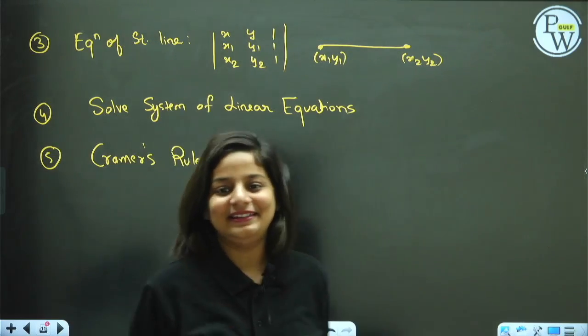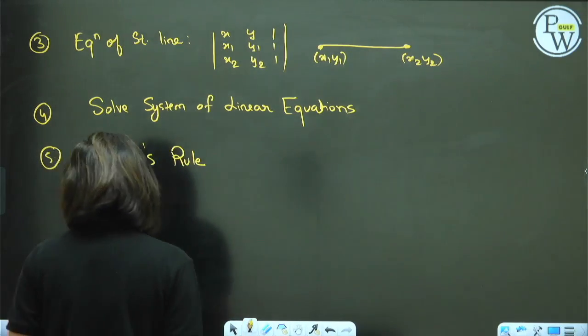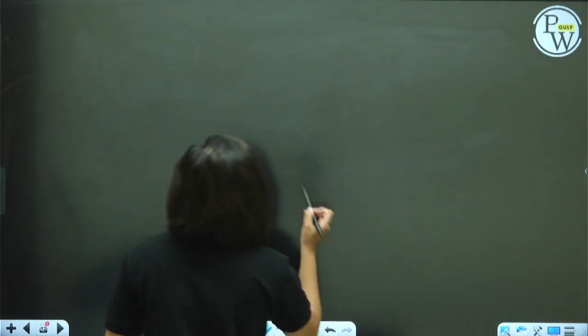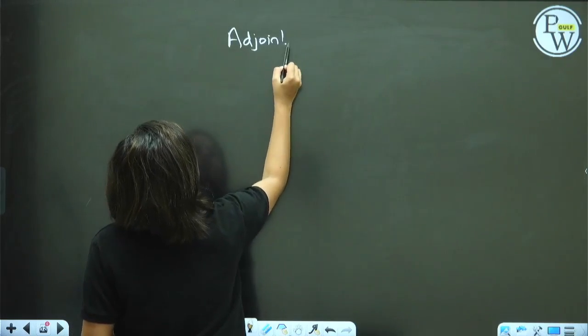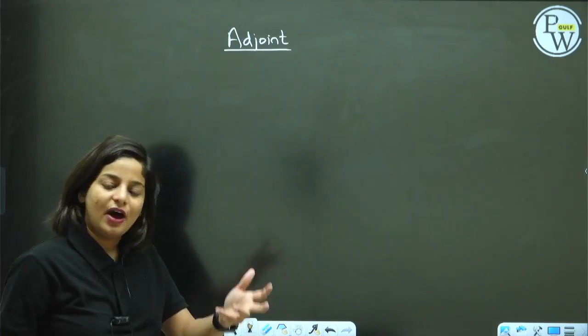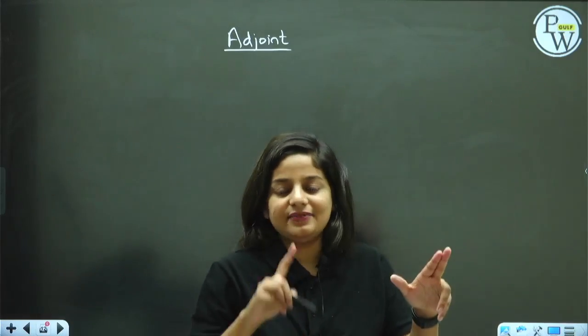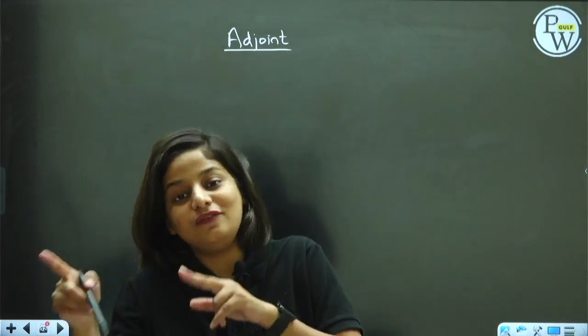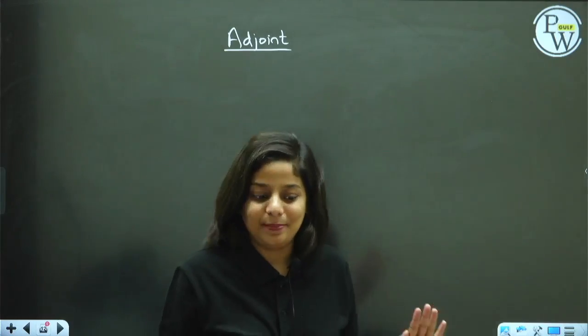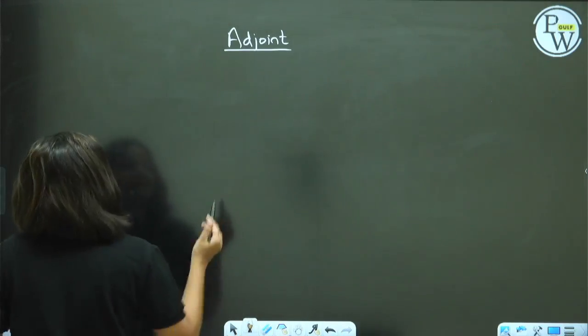I think that's it. I'll stop the application of determinant and move to the next topic. The next topic is adjoint and inverse. Now, why do we find adjoint and inverse at all? Adjoint is found so we can find inverse. Inverse is found so we can solve a system of linear equations. That's the only purpose.